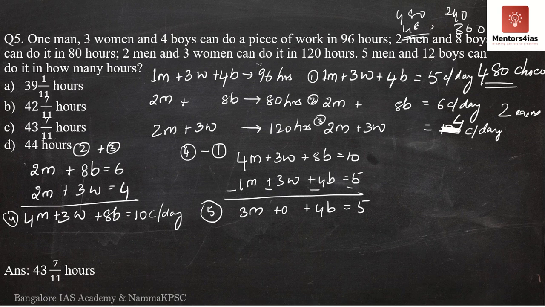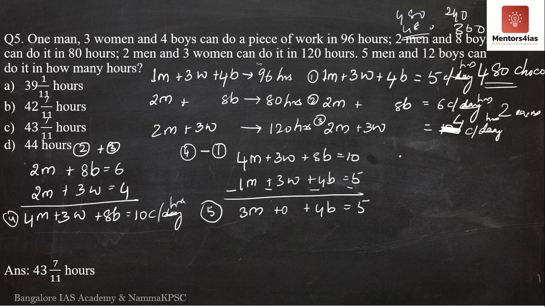Now look at the second equation and the fifth equation. Don't we have two equations, 2m plus 8b is equal to 6, and 3m plus 4b is equal to 5, in terms of only men and boys? Of course we have. Now we only have to find out the value for men and boys. The number of chocolates eaten by one man per hour. My mistake, I'm sorry. It doesn't matter here, but it's all in terms of hours. Number of chocolates per hour.